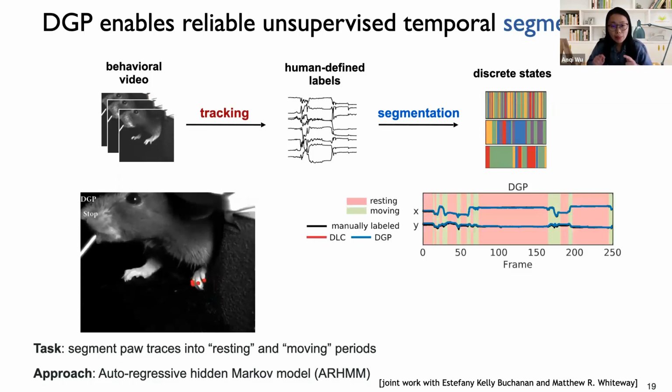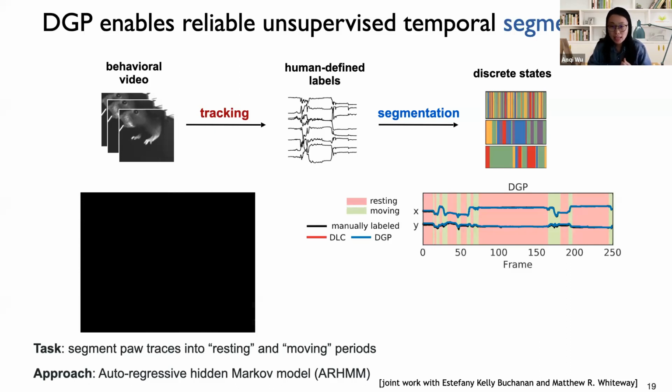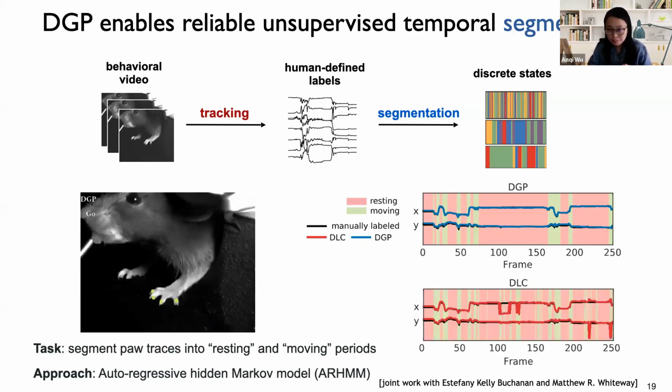Here you can see the X and Y traces for a single finger, and the black traces are the ground truths. The blue traces are the markers inferred by DGP. The background pink color indicates the resting state that we estimate by using the model. We say that it's resting because the traces during those periods show little to no changes, and green indicates the moving states.